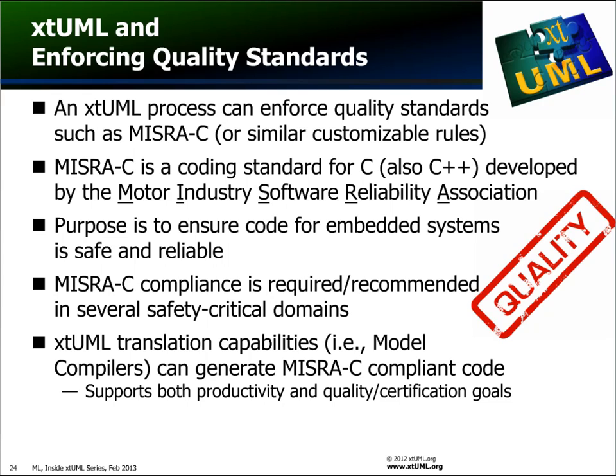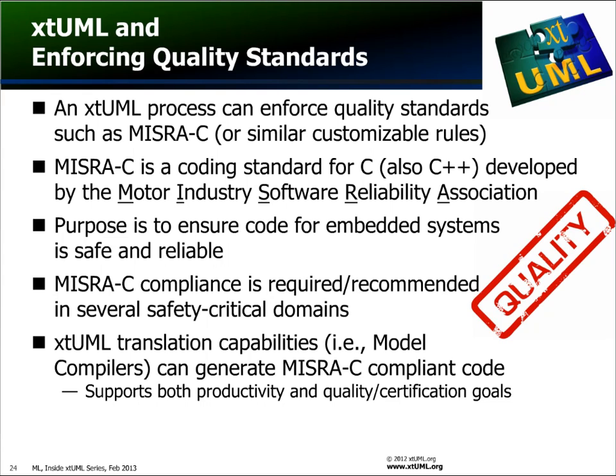A full xtUML process that leverages code generation can take advantage of structured, repeatable, built-in code quality. And this is because the translation capabilities from xtUML models to specific language implementations are done by model compilers that can be programmed to implement rules that have to be followed in the code generation. For example, C code can be generated that is MISRA-C compliant automatically. This is important because in a safety-critical program, safe coding rules must be documented, approved, and you have to have proof that they were adhered to.